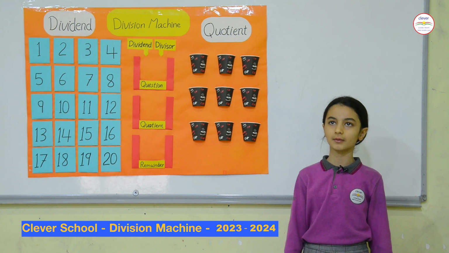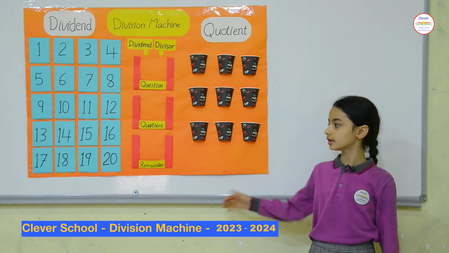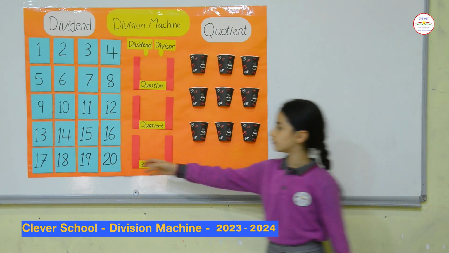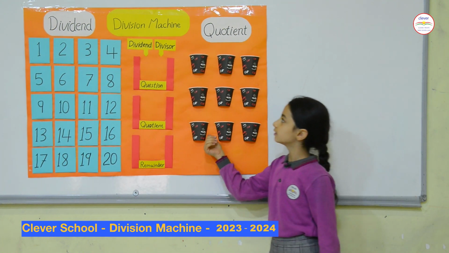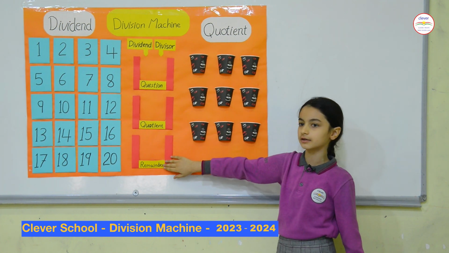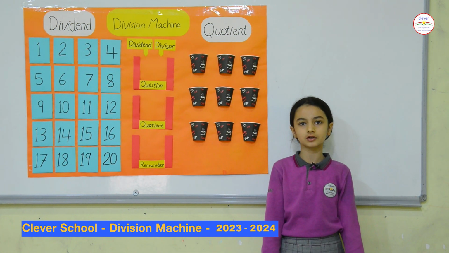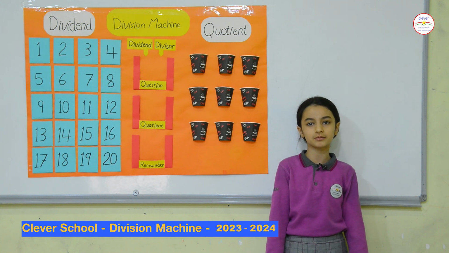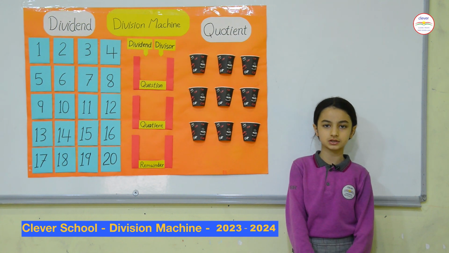Today I'm going to talk about division through activity. This is the division machine, and this is the dividend pouches, this is the quotient pouches. This is where we put the question, this is where we put the quotient, and this is the remainder. So I've got a question and the question is 19 divided by 5. So let me put this in the question area.